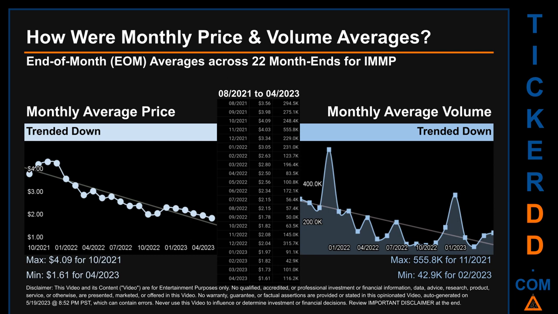The maximum end of month average price was $4.09 for 10/2021, while the minimum was $1.61 for 04/2023. Looking at volume, 11/2021 and 02/2023 respectively saw the highest and lowest monthly average volume at 555.8 thousand and 42.9 thousand.